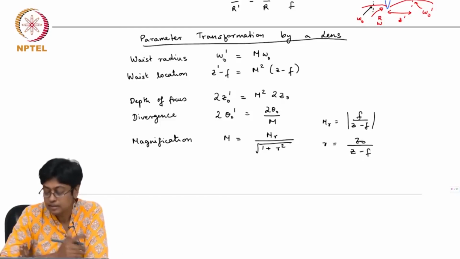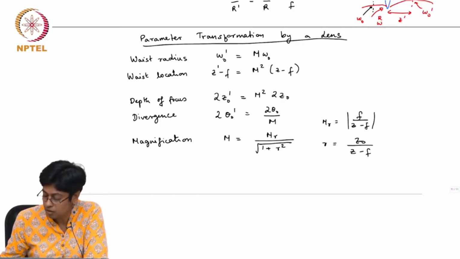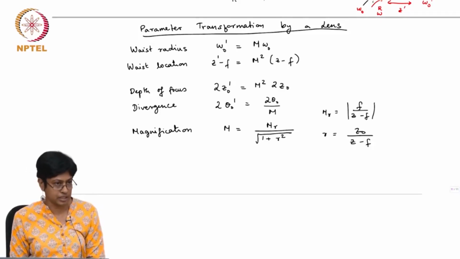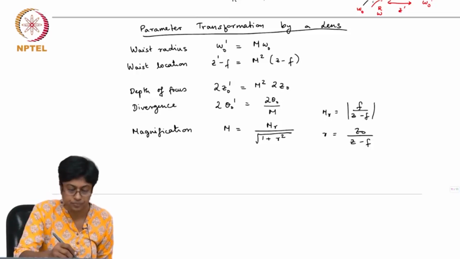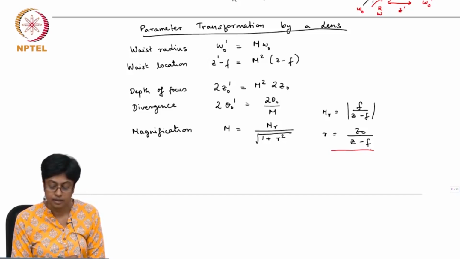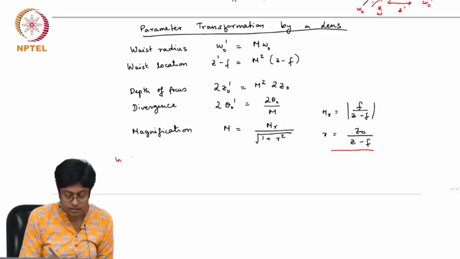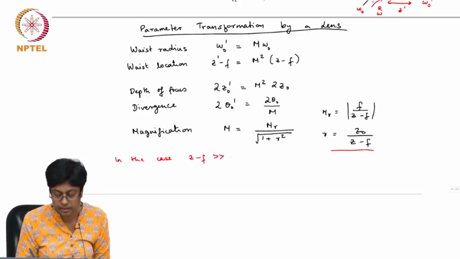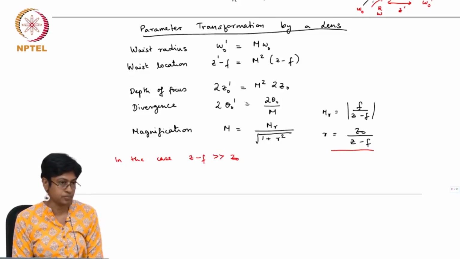So to understand the importance of the terms that are part of this magnification, MR and R, let's look at R, this expression over here. Now, in the case Z minus F is much greater than Z naught.